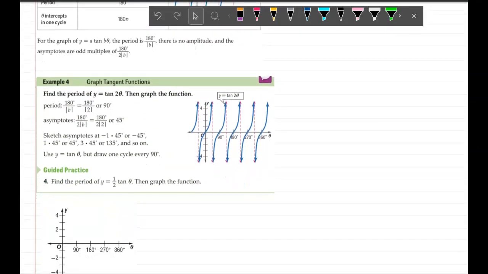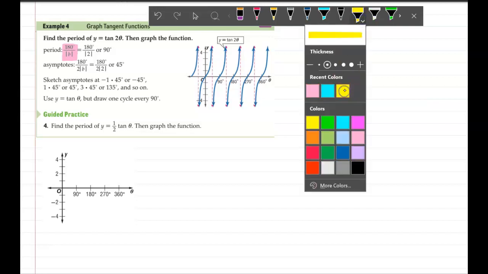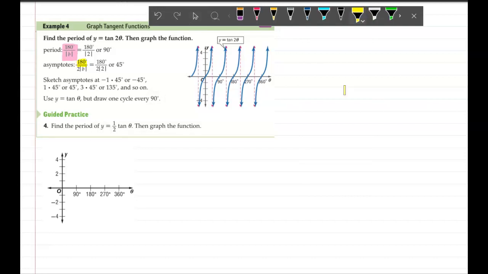Okay, let's take a look at graphing some of these. Again, the period is going to follow the same formula that we used for sine and cosine, except it's a little bit different. Now, instead of being 360 divided by the absolute value of b, it's 180 degrees divided by the absolute value of b. And then we also want to find some equations for the asymptotes on the tangent function. The asymptote formula that we're going to use is 180 degrees divided by twice the absolute value of b. That tells us where to draw in the asymptotes.